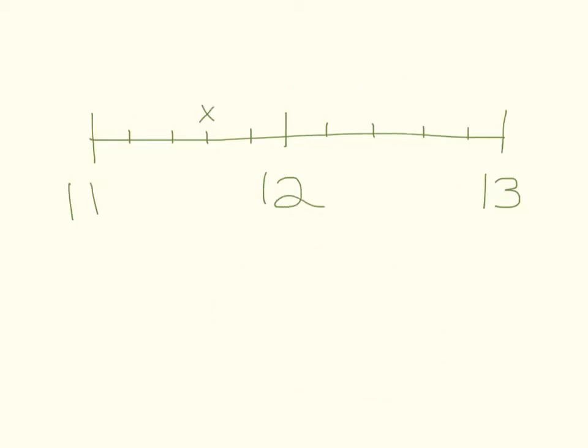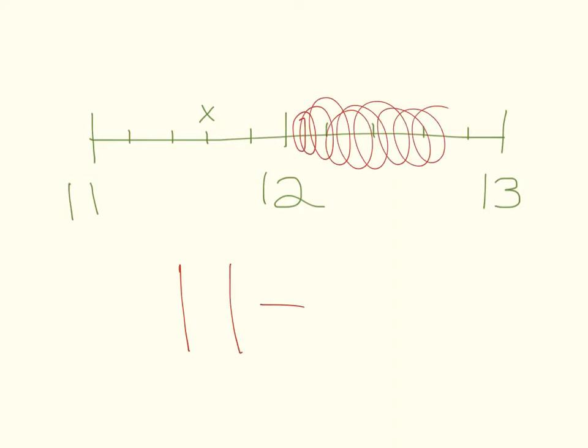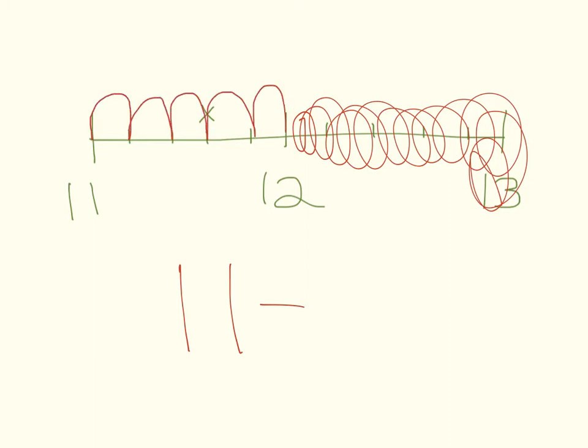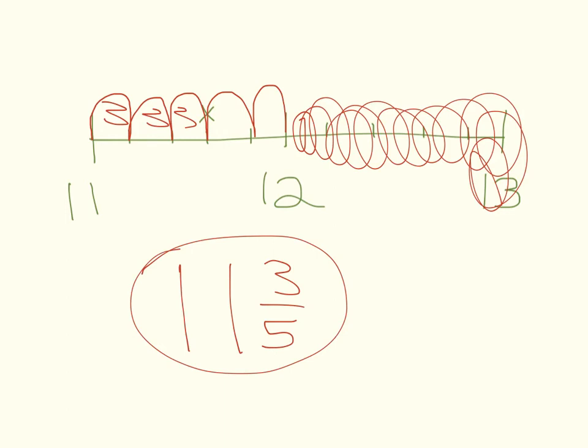Let's try one more. So my answer is going to be 11 and a little bit more. I don't even need this part here. I can just take it right off. And I only have to look between the 11 and 12. So let's count the spaces. 1 space, 2, 3, 4, 5. So it's out of 5. And the x is 1, 2, 3 over. So this is 11 and 3/5.